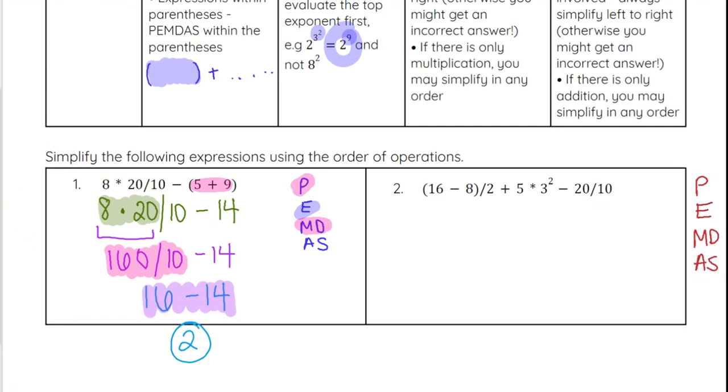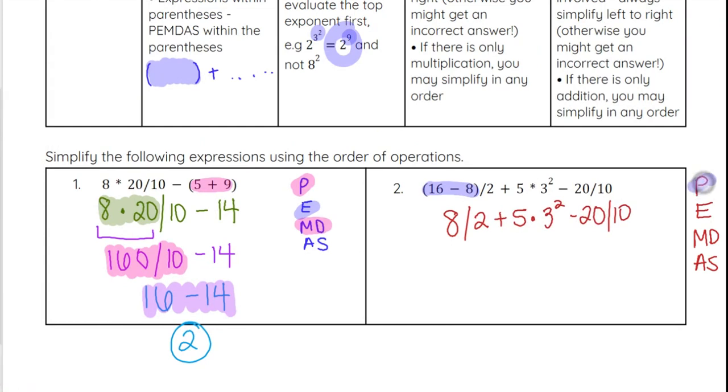So first we have parentheses. We do have parentheses in this expression. Again, we only have one operation in that set of parentheses. 16 minus 8 is going to give us 8. We still have divided by 2 plus 5 times 3 squared minus 20 divided by 10.